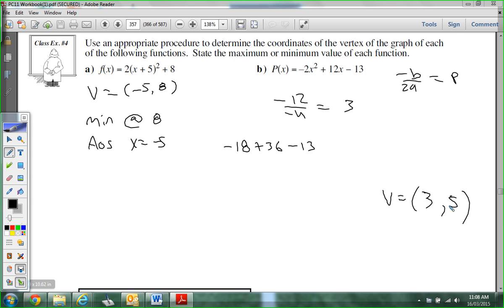So I get 3, 5. Okay, and so lastly, that's my vertex. And is this a max or a min? Max, good, because of the negative. So max at 5. AOS, axis of symmetry, x equals 3. And that will be it.